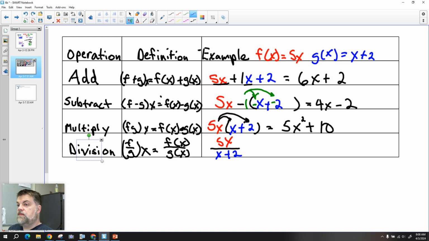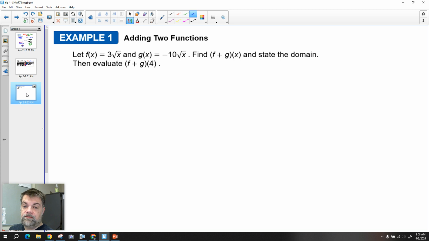Are there any questions so far? Does everybody have this part written down? I went slow on purpose so you guys could write it down and kind of follow what I'm doing. Alright, so what I'd like for you guys to do is try to do this one. It's basically adding f plus g and then state the domain of that new function and then evaluate that new function at 4. In other words, you're going to plug in 4 for x.